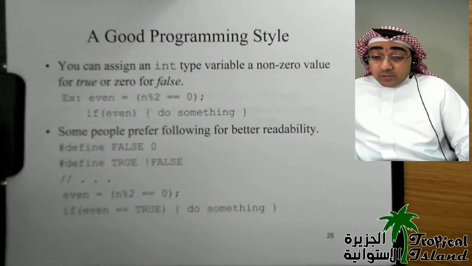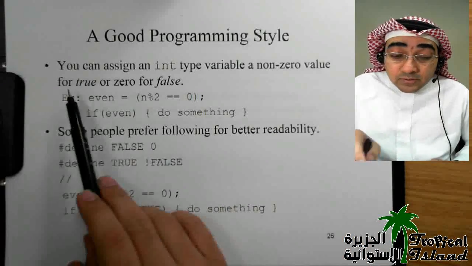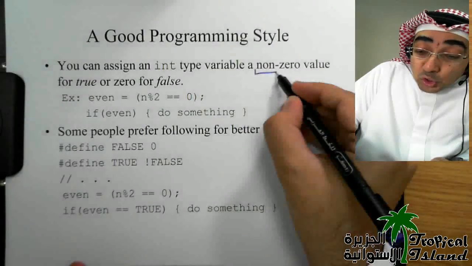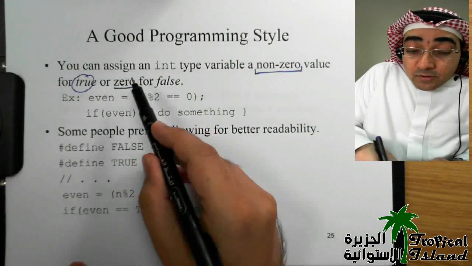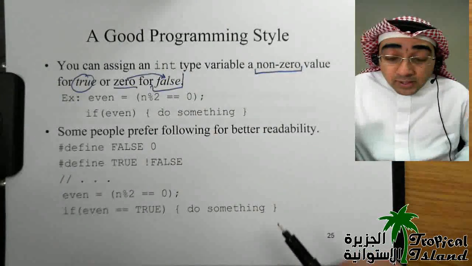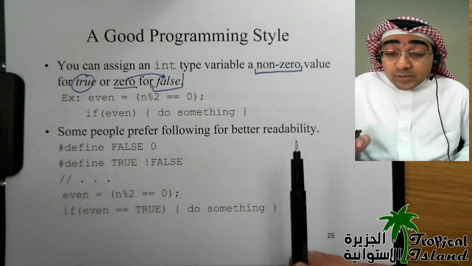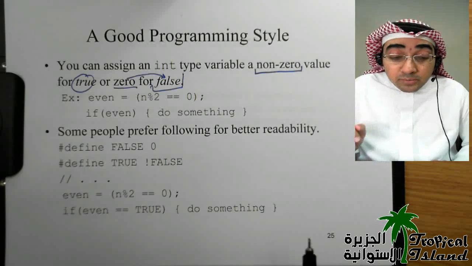Now we talk about a good programming style. You can assign an integer type variable a non-zero value for true or 0 for false. Very important. Non-zero for true, 0 for false, and you can put this in any integer variable, and then you can put it in a logical operator and it's going to operate fine.